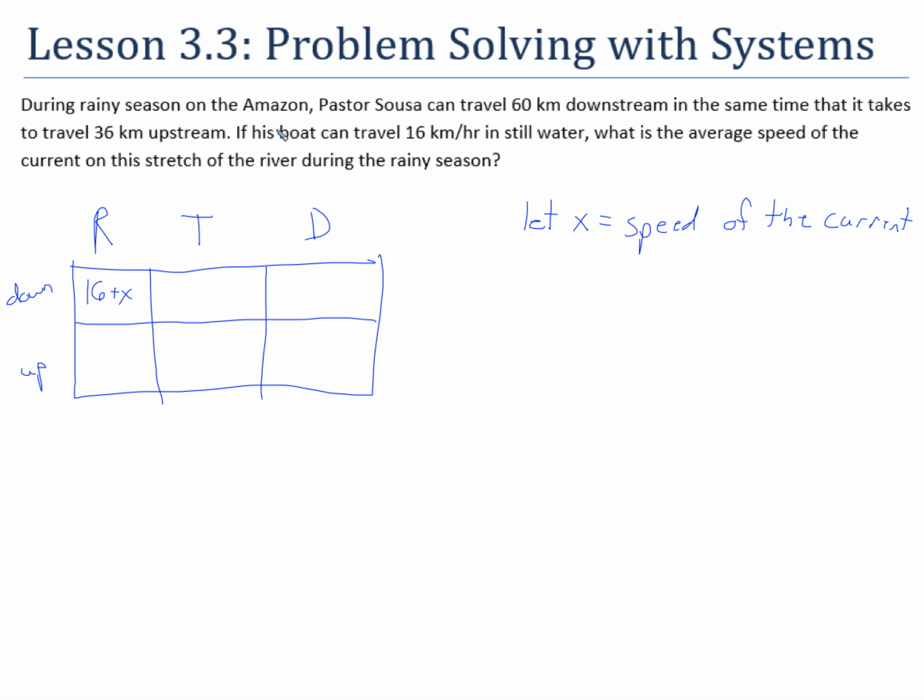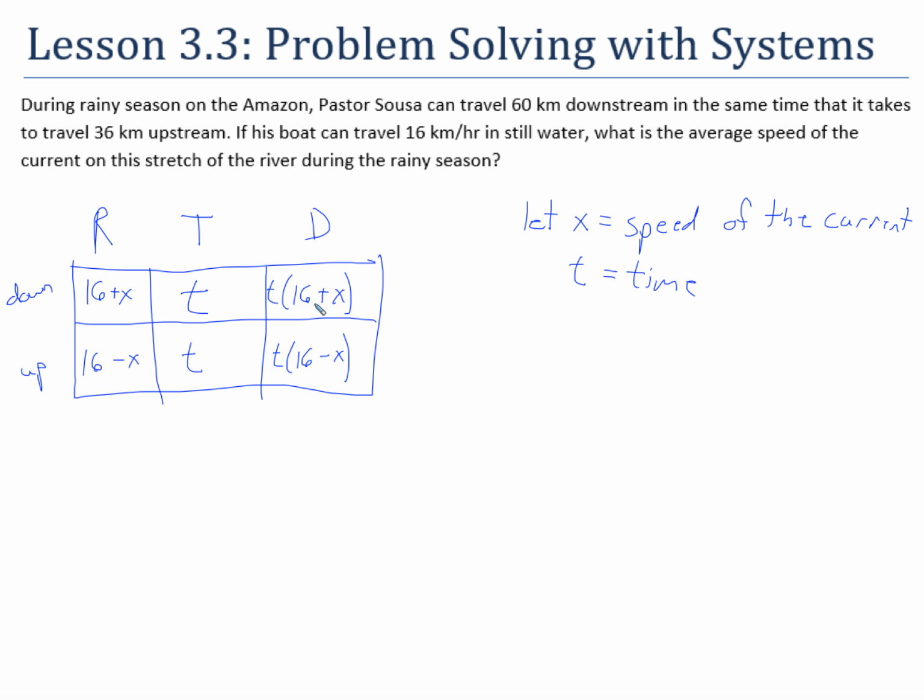Our time, it doesn't mention the time at all, but we see that it's the same time, so we can let t equal our time. That's going to be the same in both. And we know distance is rate times time, so downstream we have t times (16 plus x). Then upstream you're going against the current, so the regular boat speed minus x. Our time is still t, and we have t times (16 minus x).